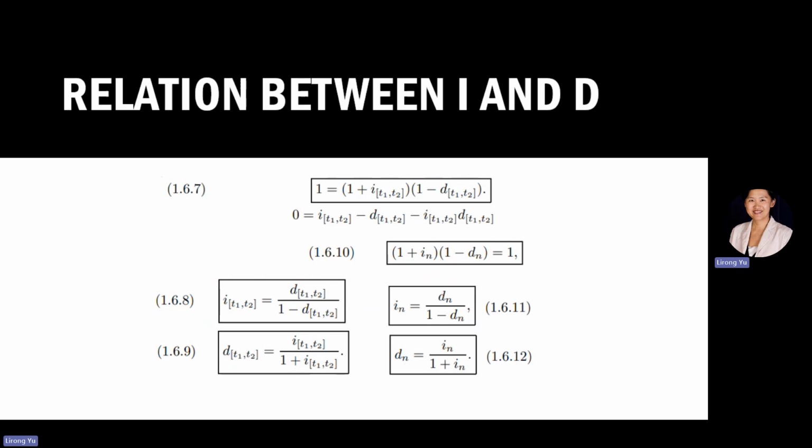All right, I want to finish with this set of equations, especially the bottom two. They're the most useful ones, since we do want to convert between them.